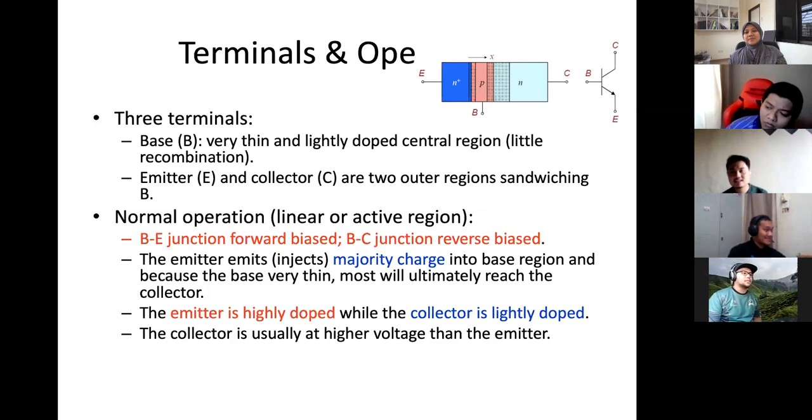Is it also related to the doping? Because the emitter is heavily doped and the base is less doped, or is it not related to doping?